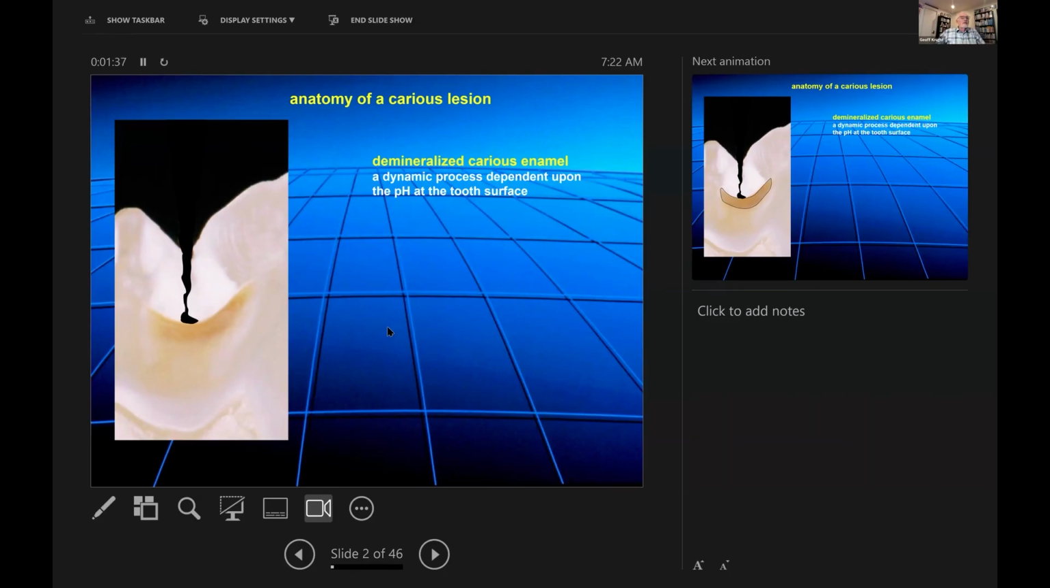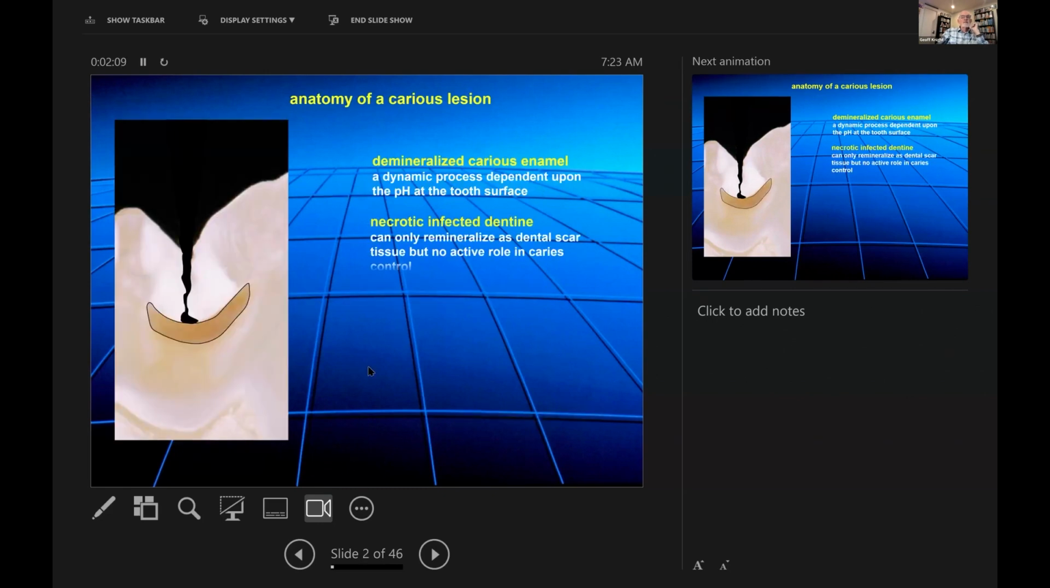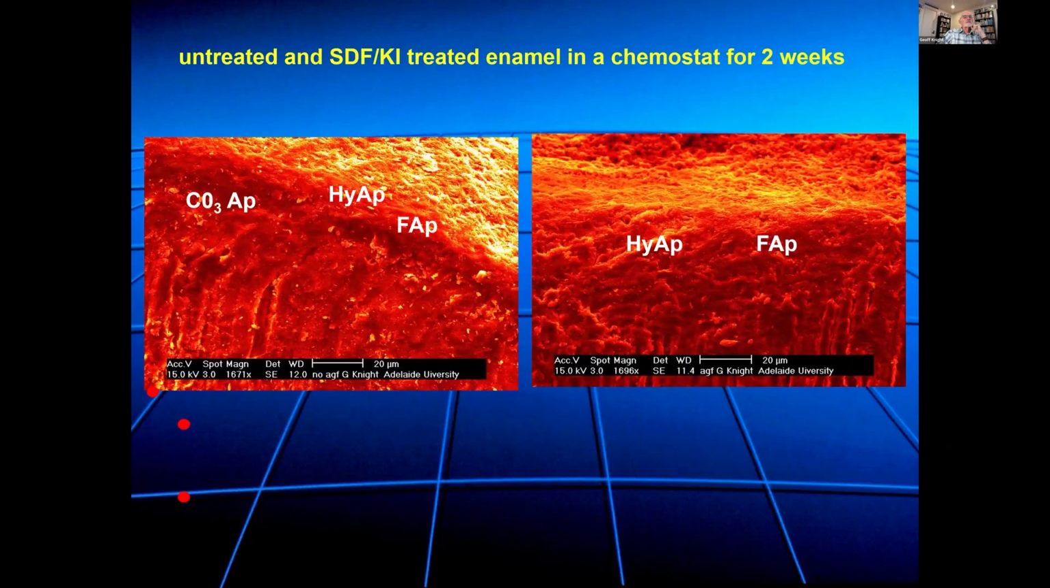The first thing, of course, is the enamel, and below it the demineralized caries dentine. The caries goes through the enamel in a process dependent mainly on changes in pH of the outer environment. Below that you've got the necrotic or infected dentine, which is basically like gangrene. It can only be remineralized as dental scar tissue, and it plays no active role in caries control. Now, improving enamel's caries resistance.